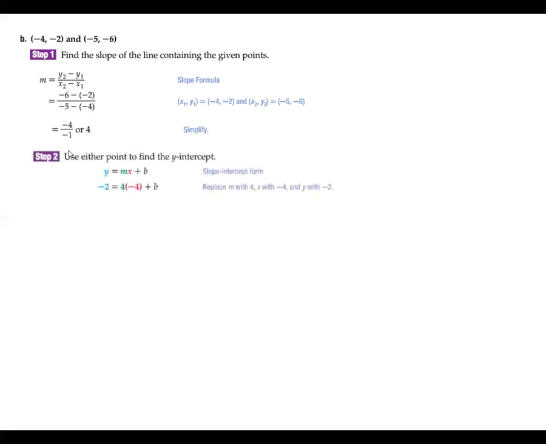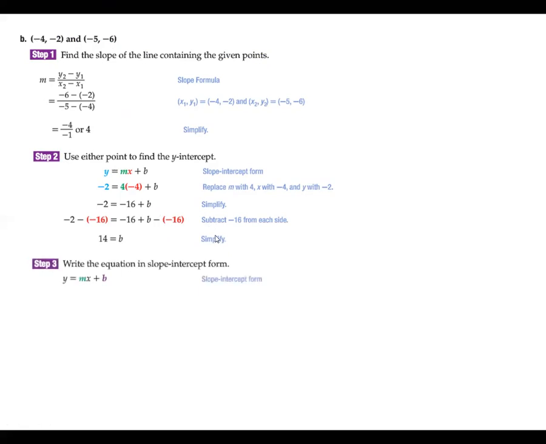Then the second step is to use either point. Now in this case, we used the first point. It doesn't matter. You can use either one. Use the slope that you just found in the slope-intercept formula, and solve for b. So if I simplify, you get negative 2 equals negative 16 plus b. Subtract the negative 16 or add 16 to both sides, same thing. And you get b equals 14. You know the slope is 4, the y-intercept is 14. Plug those into the slope-intercept formula, and that is your answer.